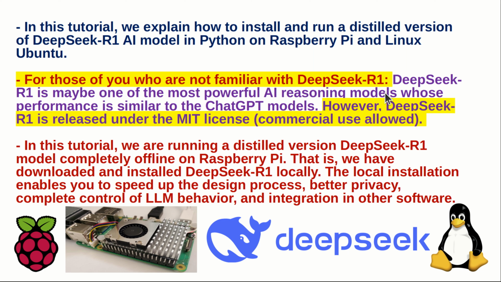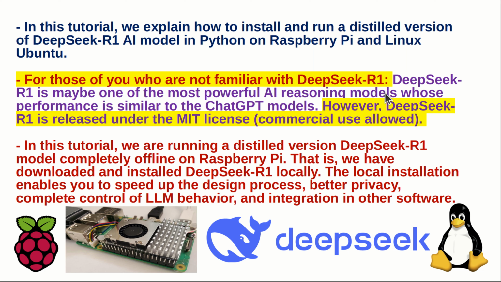DeepSeek-R1 is maybe one of the most powerful AI reasoning models, whose performance is similar to the ChatGPT models and the performance of state-of-the-art large language models. However, DeepSeek-R1 is released under the MIT license. This means that you can use DeepSeek-R1 for commercial purposes. That is, you can freely integrate it in your application, in your project, and you can sell the app or commercial software.